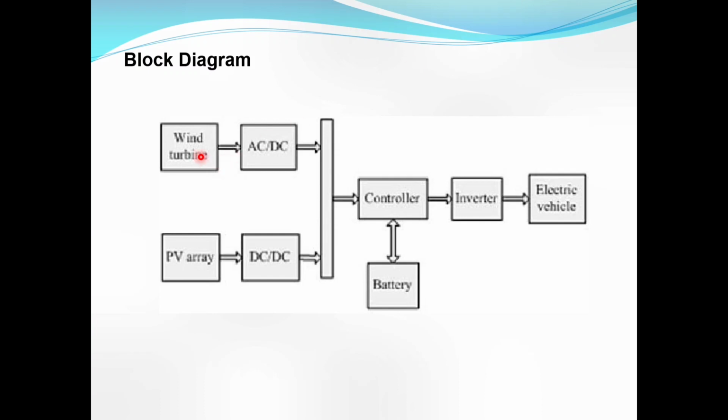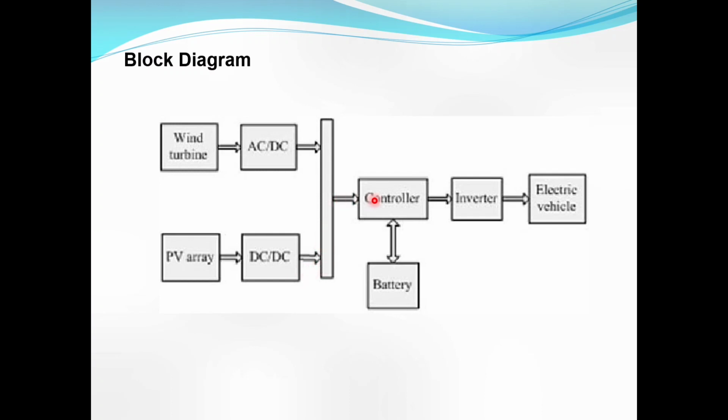This is the block diagram of our project. In the block diagram we have a wind turbine. The wind turbine output is AC and we need an AC to DC converter. The further connections of the converter are given to the bus bar, and from the PV array radiations our output is DC, and we need DC to DC, but we need it in a set limit, so we have the DC to DC converter which is buck or boost.